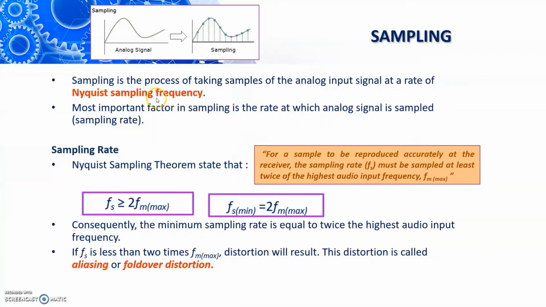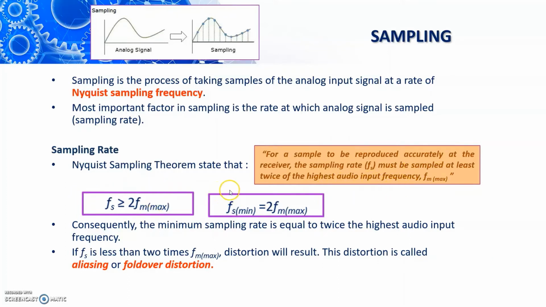For the sampling process, sampling is the process of taking samples of the analog input signal. This is the analog input signal, and it will take the samples at a rate of the Nyquist sampling frequency, at a specific rate. The most important factor in sampling is the rate at which the analog signal is sampled. According to the Nyquist sampling theorem, for a signal to be reproduced accurately at the receiver, the sampling rate must be at least twice the highest audio input frequency.